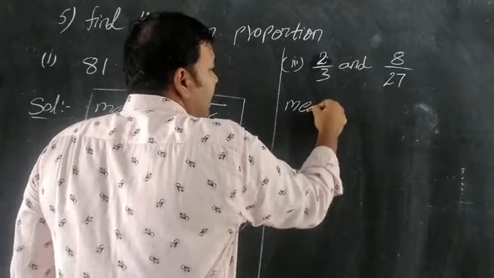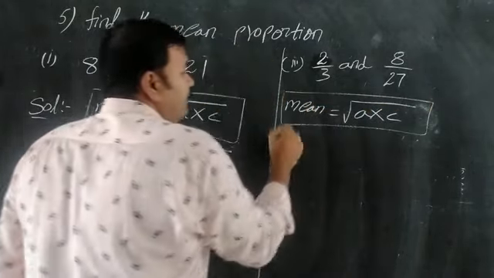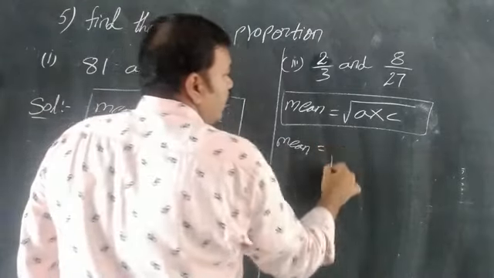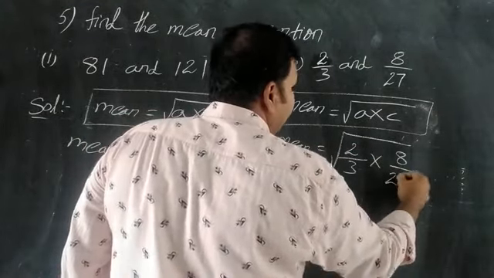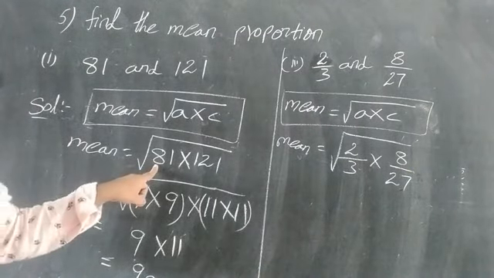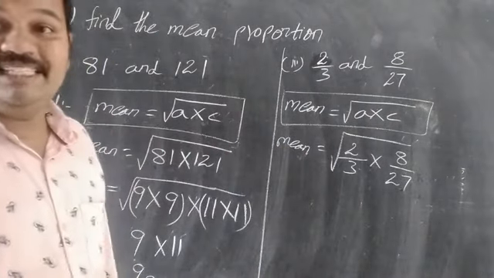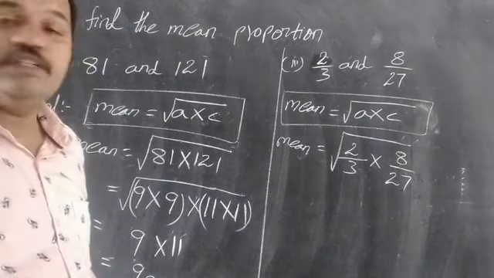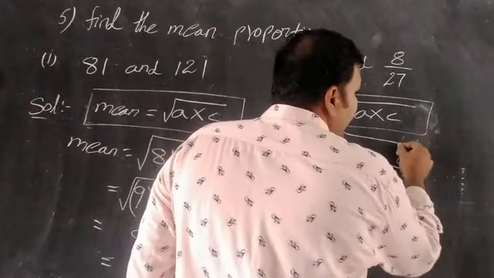We want to find the mean. Mean is equal to root of A into C formula. Substituting the formula, mean is equal to root of 2 by 3 into 8 by 27. Root means same number. 81 means which number is multiplied 2 times, 9 is multiplied. Here for 2, no number is there to find. For 27 also no number is there to find. Then what do we have to do? We have to write in the form of prime factor method.